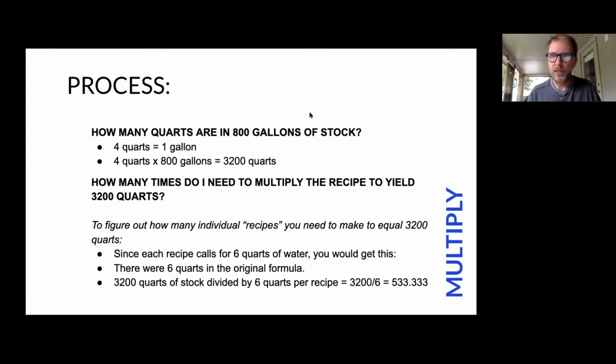Each recipe gives you 6 quarts. So you're going to have to divide 3,200 by 6, and you get 533 point, and it just keeps going: 533.333333333. I know that some of you got to this point because that was the answer you gave me. You told me how many times you needed to multiply the recipe, but you didn't do the final step.